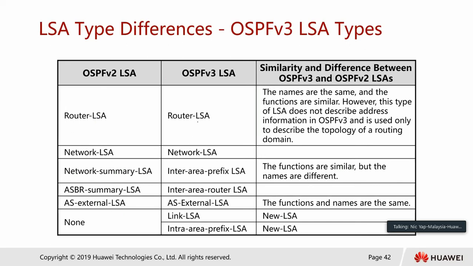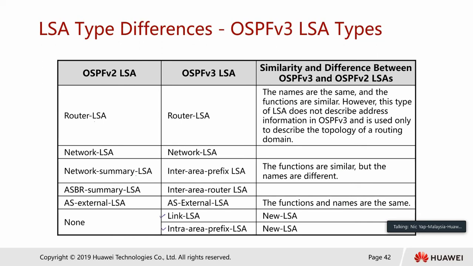The router LSA, they both have the router LSA. The network LSA is the same in both. The summary LSA is changed to the inter-area prefix LSA. This is what has been changed. The ASBR summary LSA and the inter-area router LSA changed their names, and the AS external LSA remains. The last two are newly created: the link LSA and the intra-area prefix LSA. This is what was added.